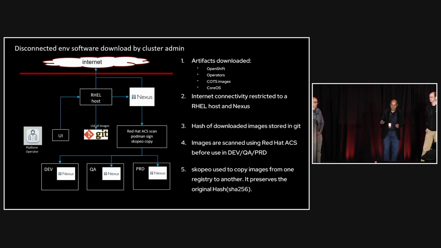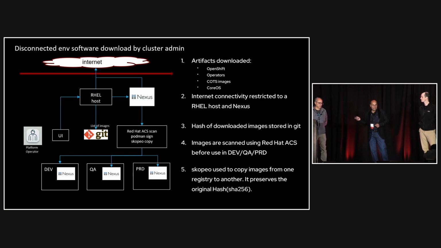We are in a disconnected environment. That means users don't have access to the internet. We have only two hosts which have access to the internet, which is the RHEL host and then the Nexus. On the RHEL host, we run a utility called OC Mirror from Red Hat to download the images. The images downloaded are then sent to a local container registry. The list of images that makes an operator version is actually uploaded into Git.